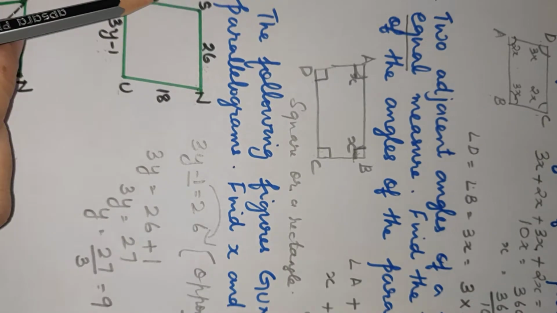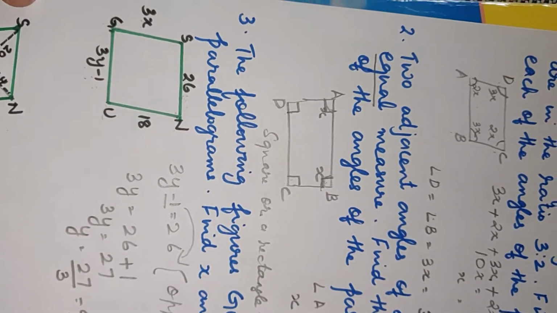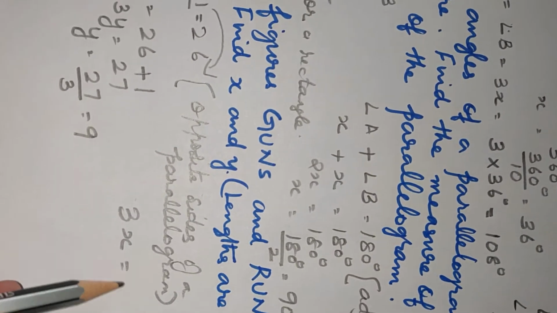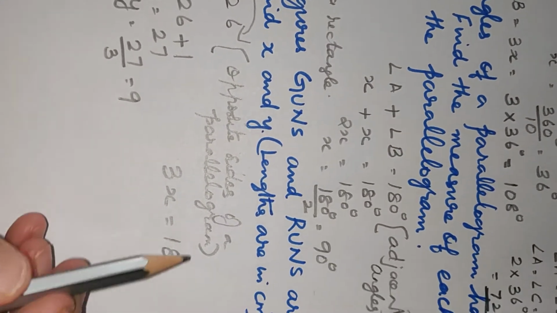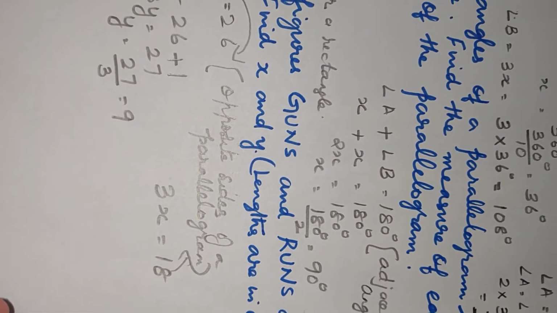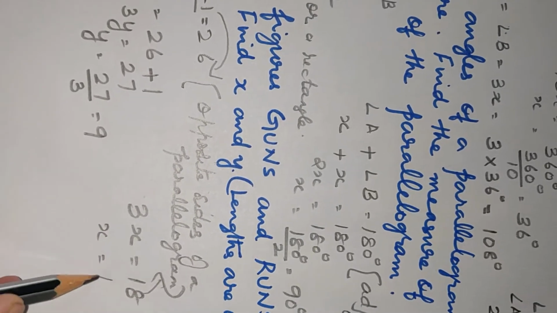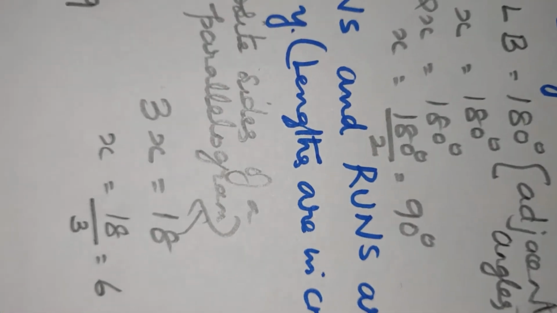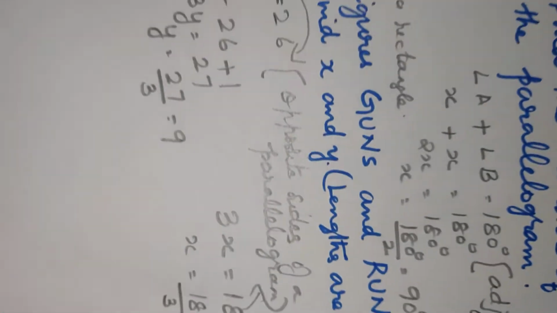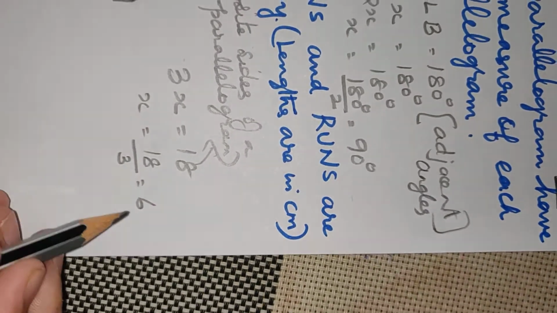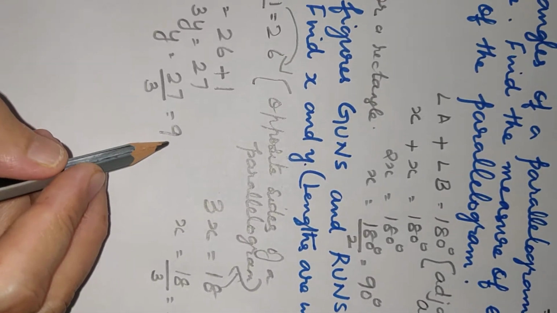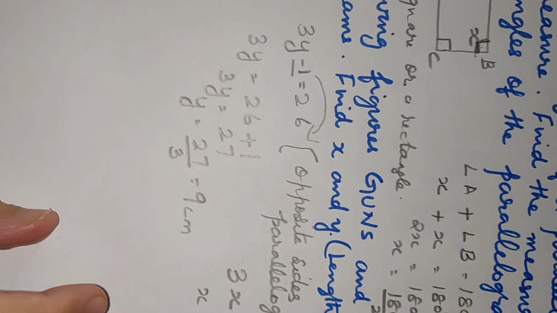Now coming to the other two sides, that means 3x and 18. That also are equal. 3x is equal to 18 because they are the opposite sides of the parallelogram. So x is equal to 18 divided by 3, that is equal to 6. So x is equal to 6 centimeters. It's given that it is measured in centimeters. So x is equal to 6 centimeters and y is equal to 9 centimeters.